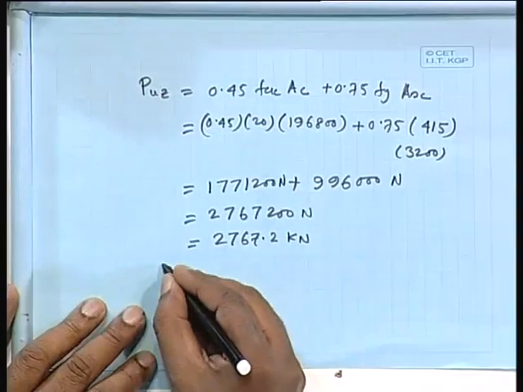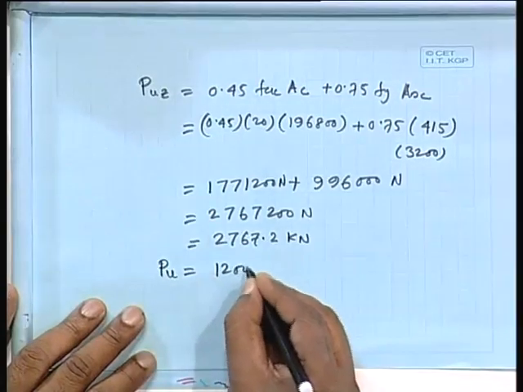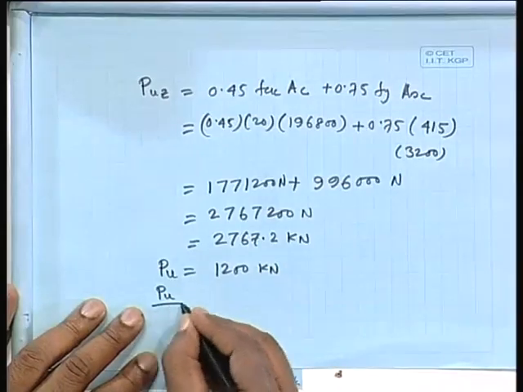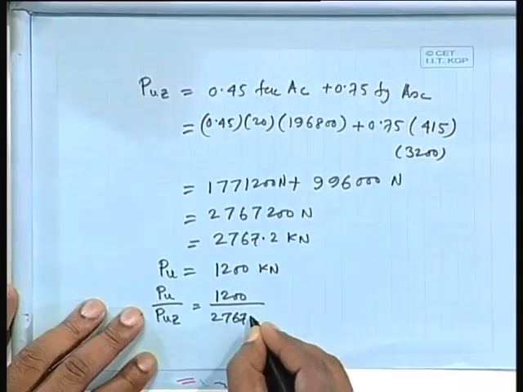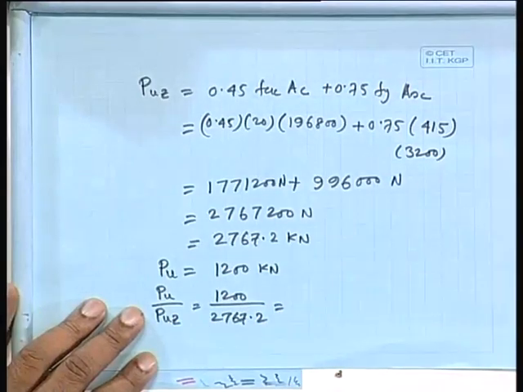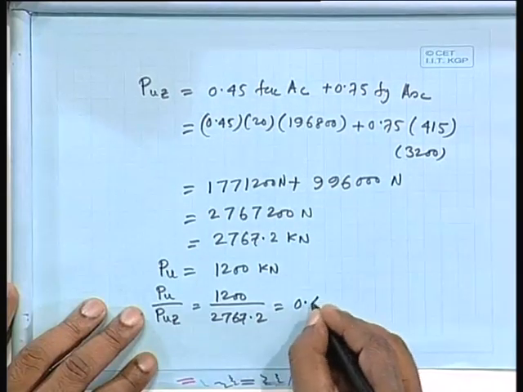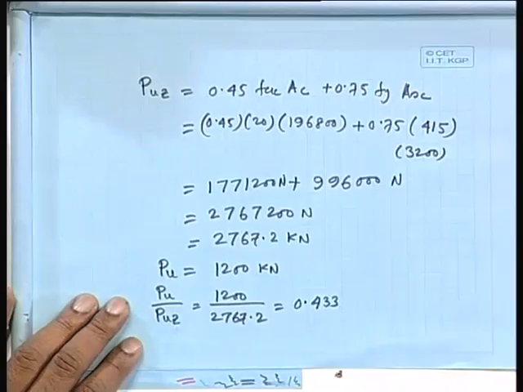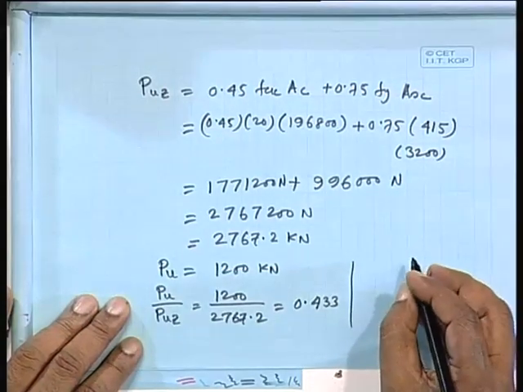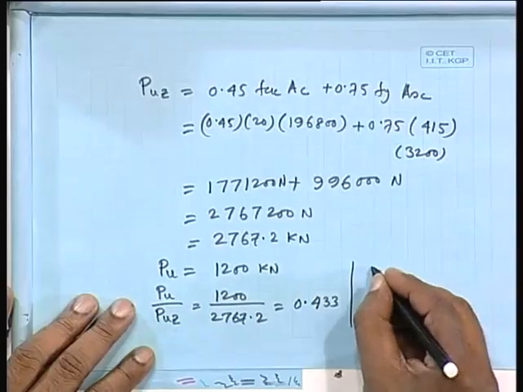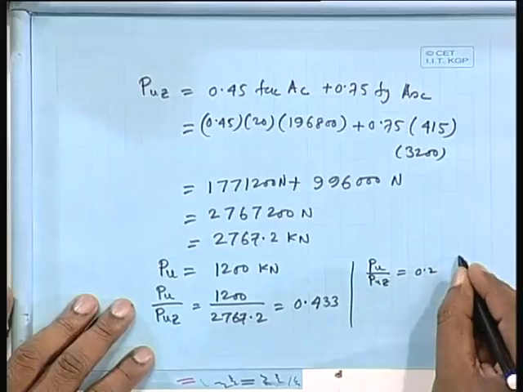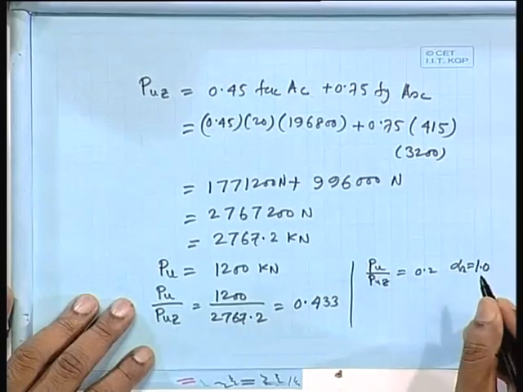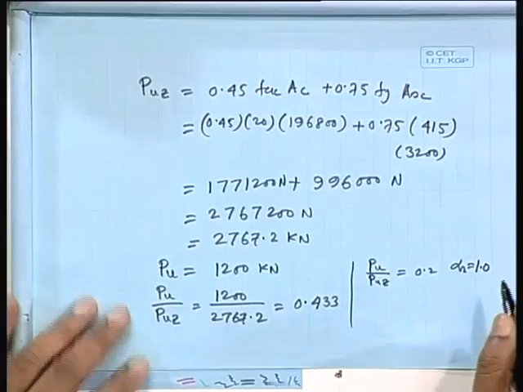What about your PU? PU equal to 1200. PU by PUZ equal to 1200 divided by 2767.2, equals 0.433. Alpha n equal to 1. Okay, let me do it in the next page.